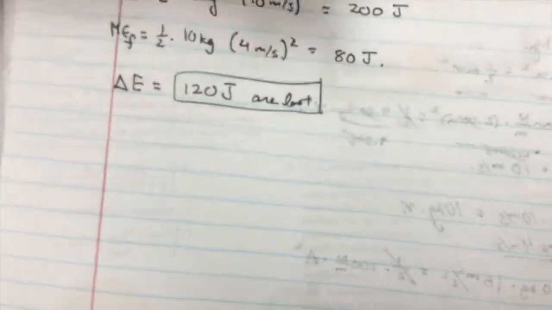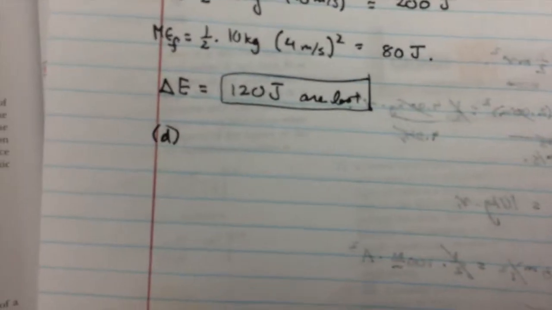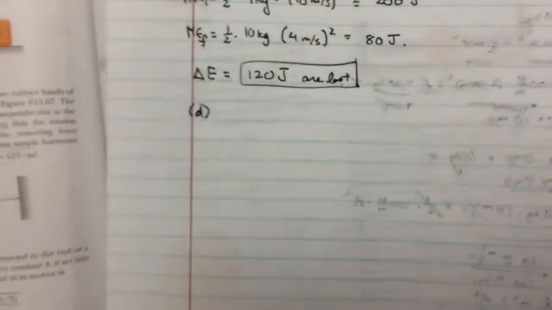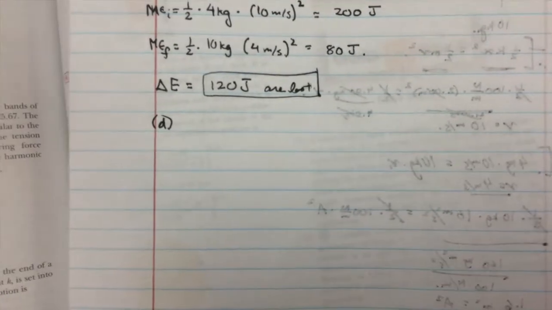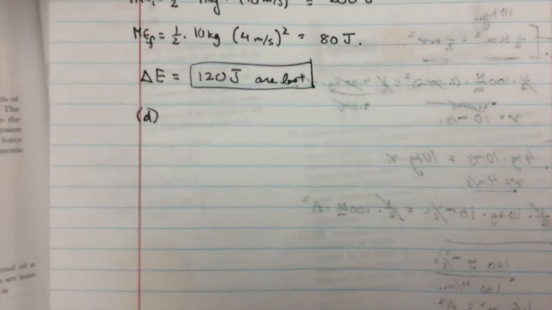Okay. Now part D is a bit conceptual. It's asking us why this energy is lost. Now first of all, we know it's not an elastic collision. So anything that isn't an elastic collision does not have conservation of energy. And we know that. We're going to start by that.